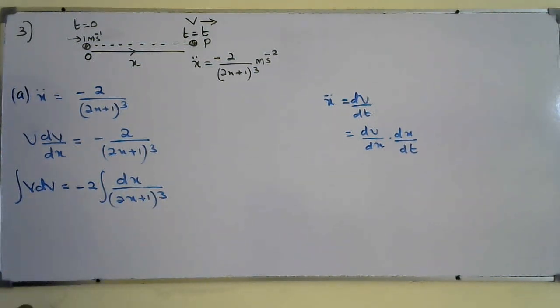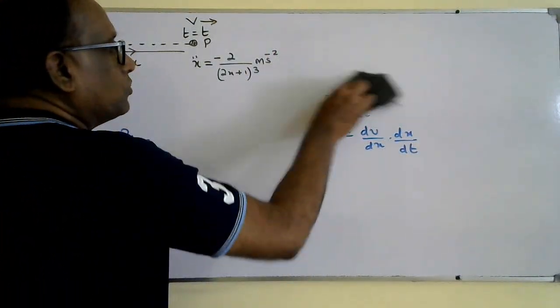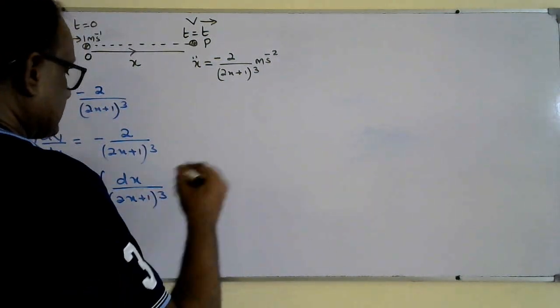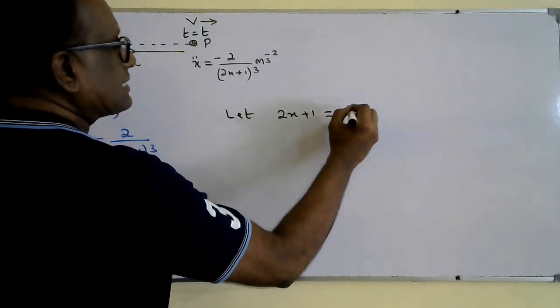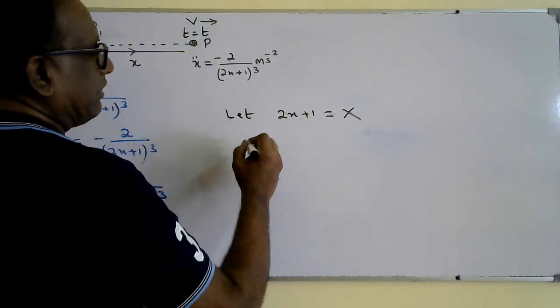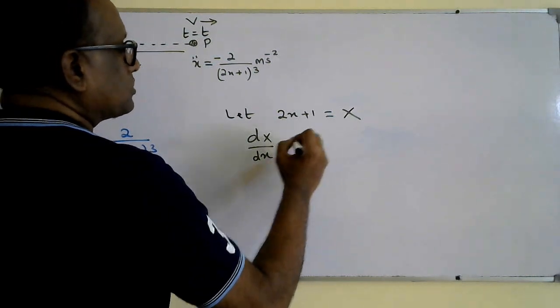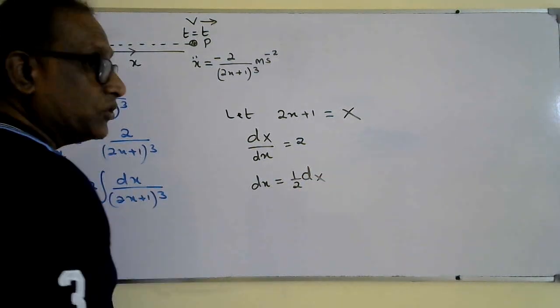This integration you can do by substitution. You can make a substitution, that is, let 2x plus 1 be capital X. Then you can differentiate, dX over dx is equal to 2. So dx is equal to half dX and so on. You can continue like this.